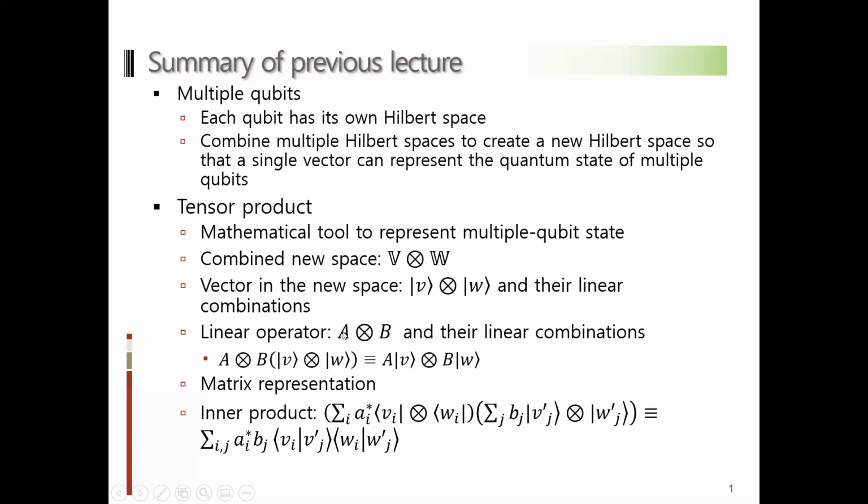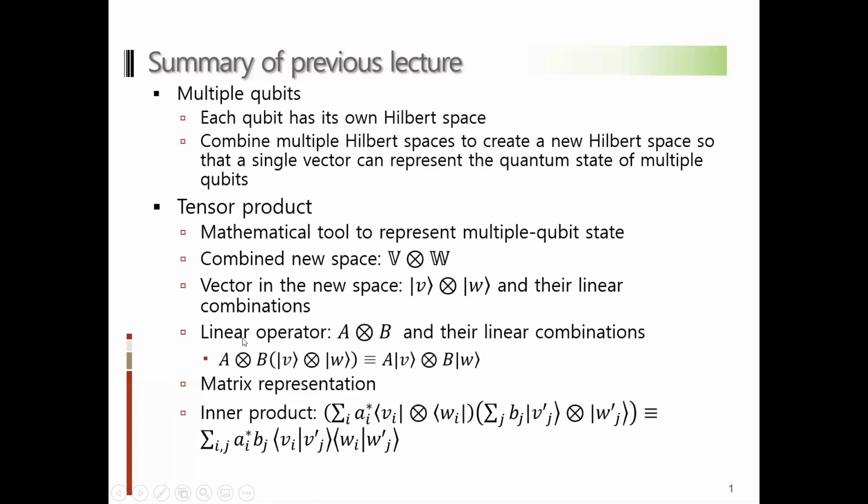And then this is not the only option. Similar to the vector, we can also think about the linear combination of these primitive linear operators or these primitive combinations. So those are all well-defined linear operators.